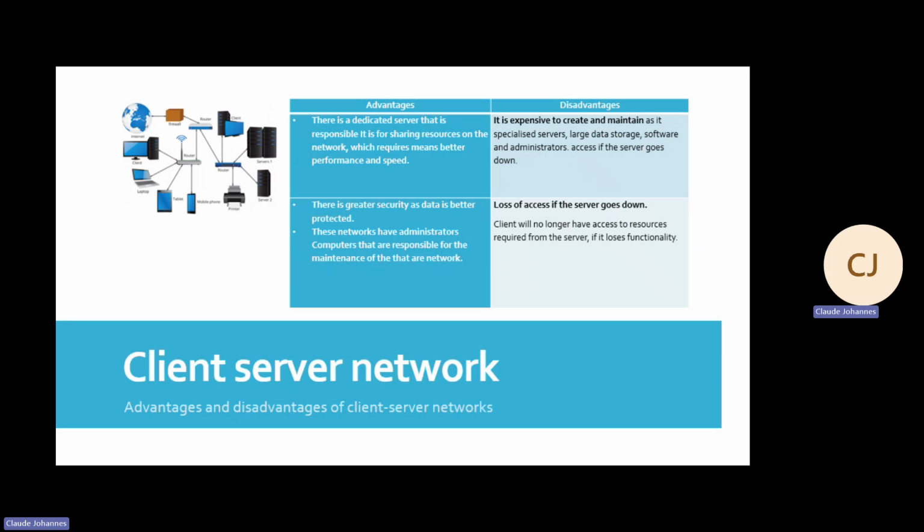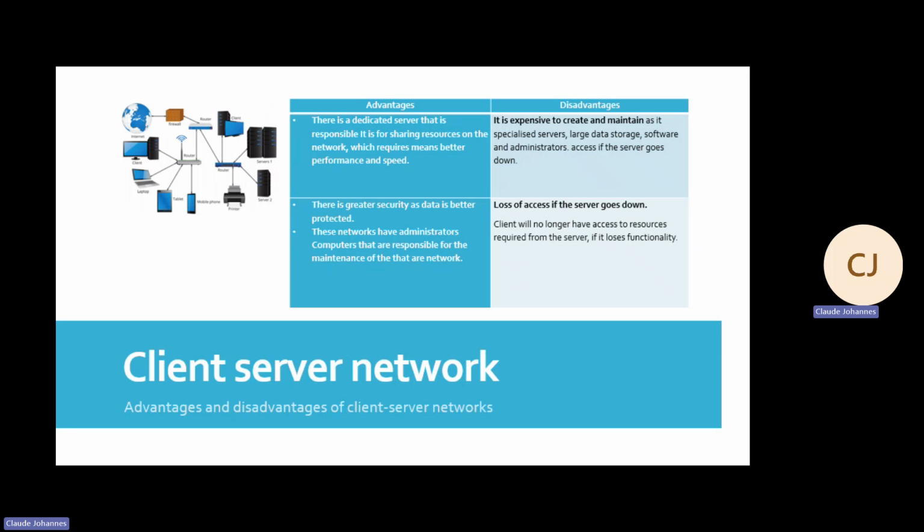The disadvantages of this particular client-server network: it is expensive to create and maintain, as it needs specialized servers, large data storage, software, and administrators. Access if the server goes down. So if the server goes down, the whole West Coast College, the main server is in Malmesbury at central office, and if that goes down, 4 or 5 campuses' servers are down.